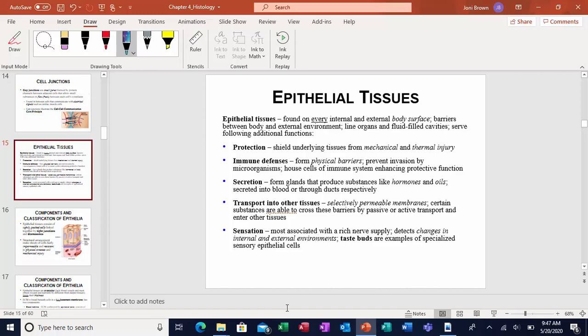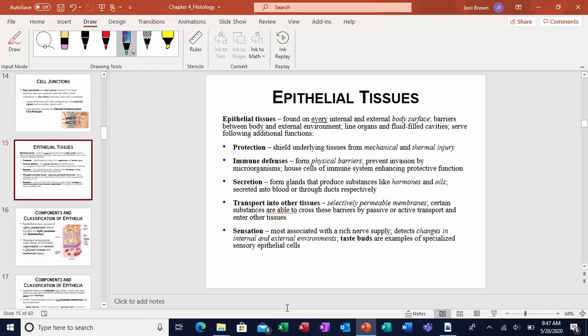It's going to do a lot of protecting because it's the first thing you encounter. Immune defenses: it forms a barrier to keep microorganisms from getting into your body. And you've got a lot of immune system cells in your epithelial tissue. Secretion. Epithelial tissue makes our glands. That's what they're formed of.